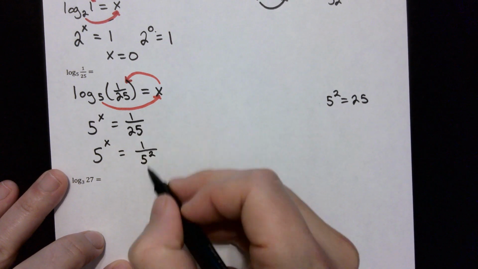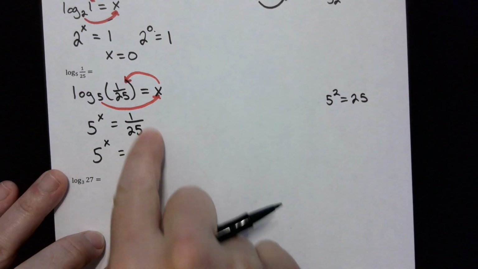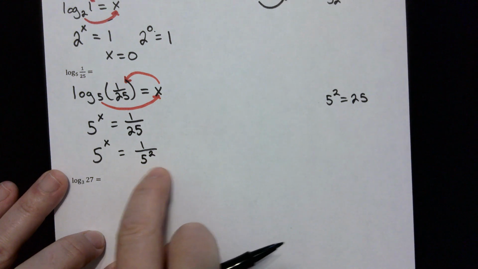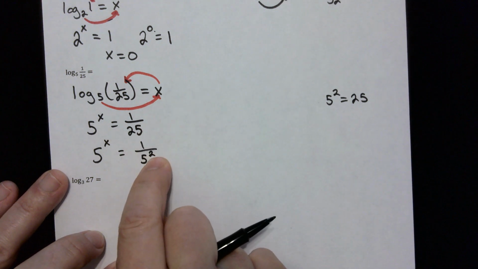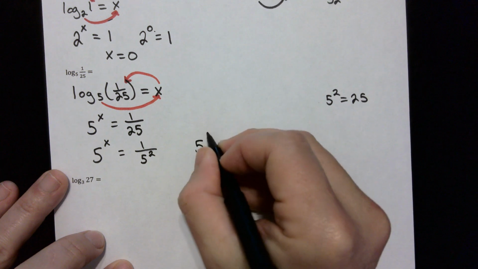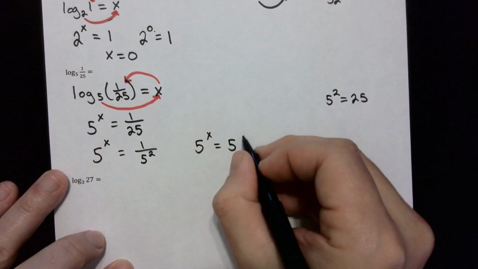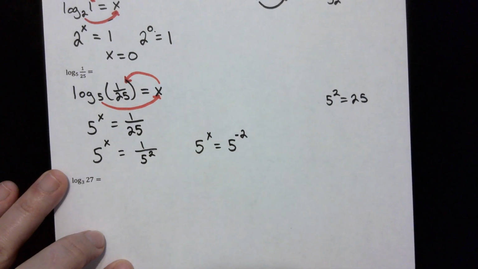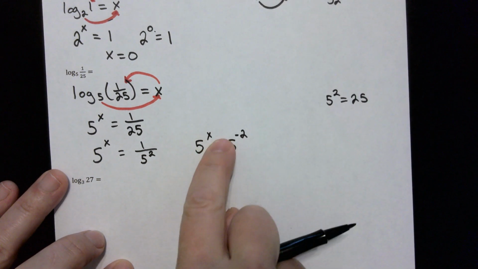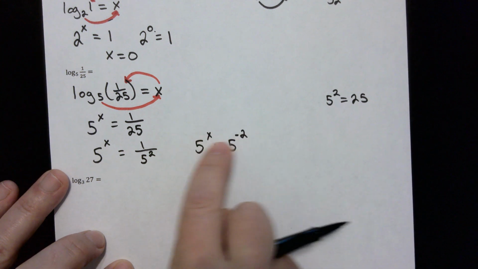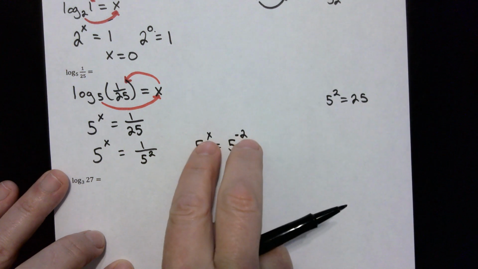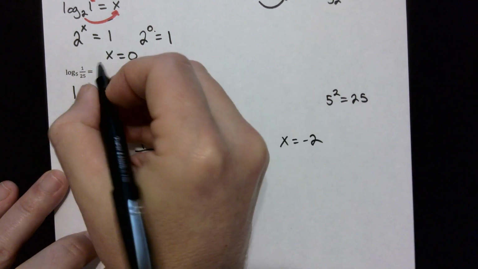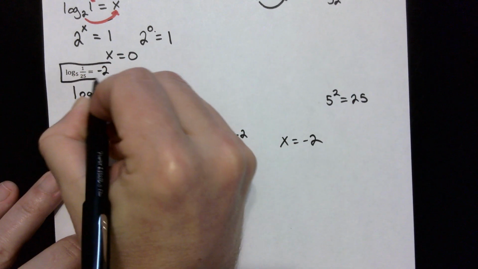The 5 to the 2 is not changed, we just wrote it in a different form. But since it's on the bottom of a fraction, we can raise it up to the top, but make the exponent negative. So this becomes 5 to the x equals 5 to the negative 2. Now, what is x? If 5 to the x is equal to 5 to the negative 2, what do you think x is? These two have to be the same, so x has to be equal to negative 2. So the answer to my question up here is negative 2.